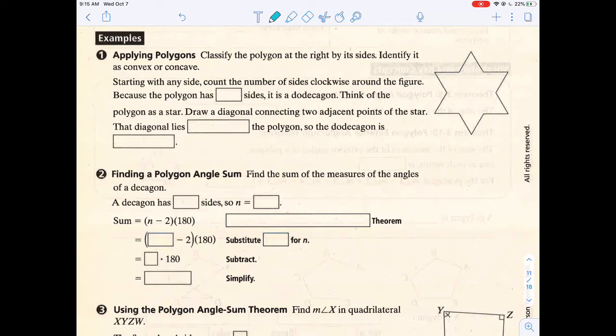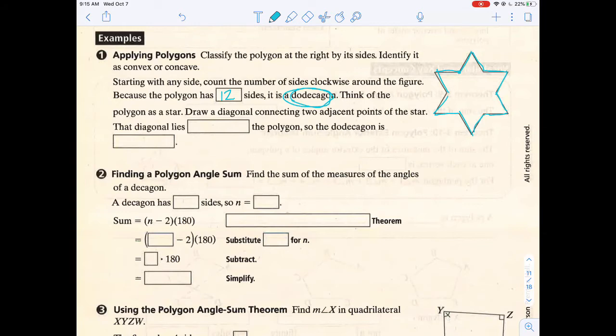So, starting with any side, count the number of sides clockwise around the figure. So we're going to start here. 1, 2, 3, 4, 5, 6, 7, 8, 9, 10, 11, 12. So the polygon has 12 sides, so it is a dodecagon. Dodec meaning 12.